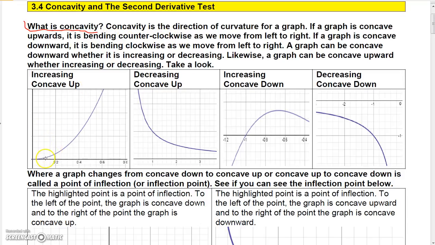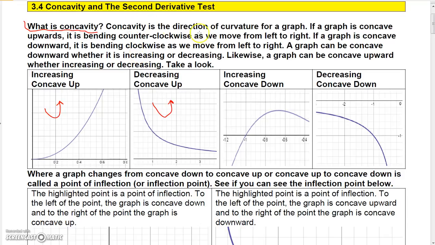So if you look at this function here, notice that the graph actually has sort of a counterclockwise bend to it. Okay, so that's a counterclockwise bend. And this graph, even though this function is increasing and this one's decreasing, they're both concave up, because if you look at this graph, it actually has the same counterclockwise bend to it.